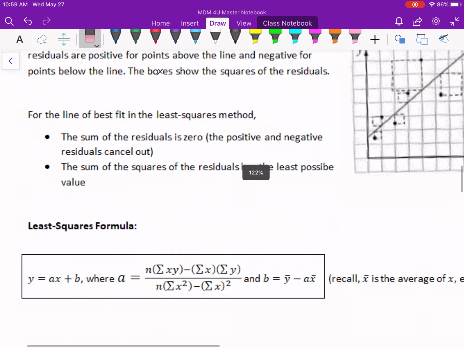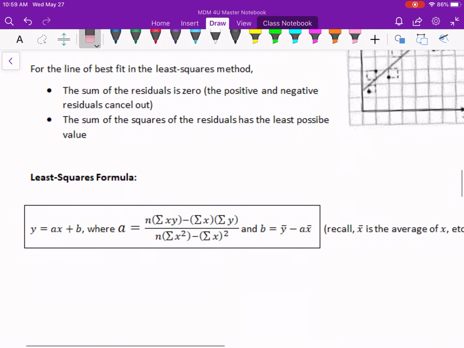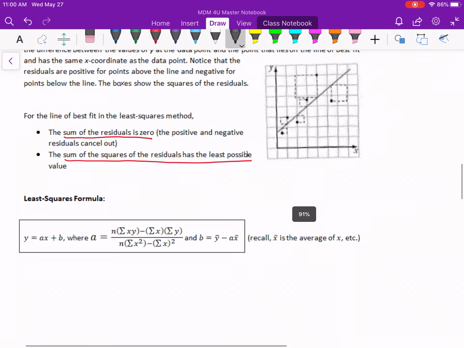So here's how we put this together for the least squares method. For the line of best fit in the least squares method, the sum of the residuals is 0. So if we just add up the residuals themselves, they should equal 0. The positive and negatives need to cancel out. And the sum of the squares of the residuals has the least possible value. Okay, so that's what we're looking for.